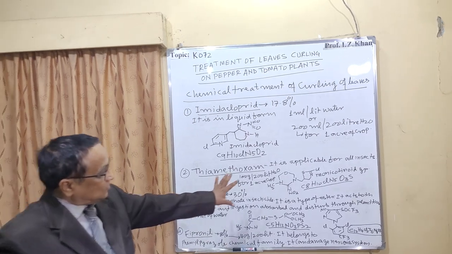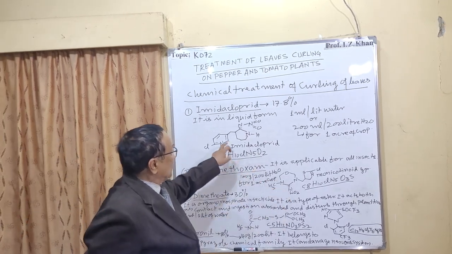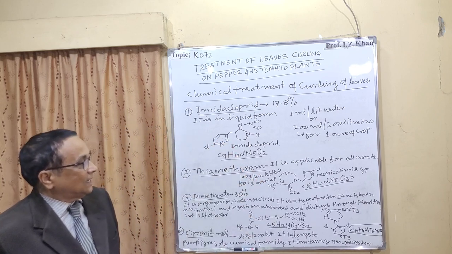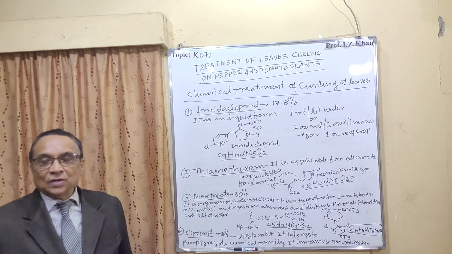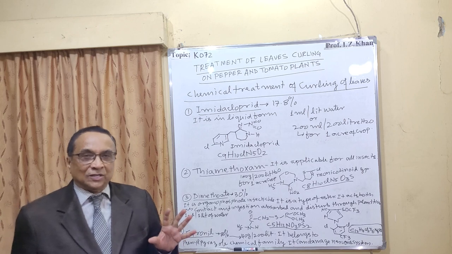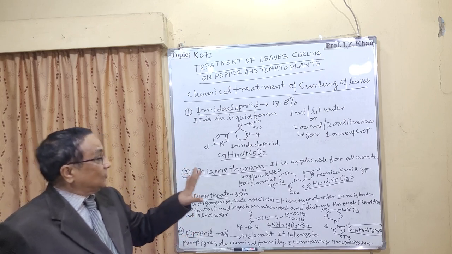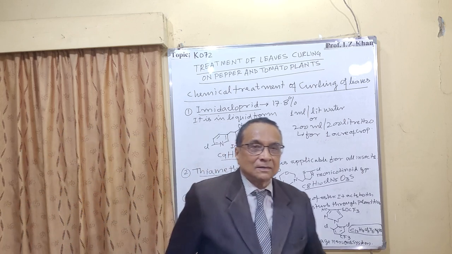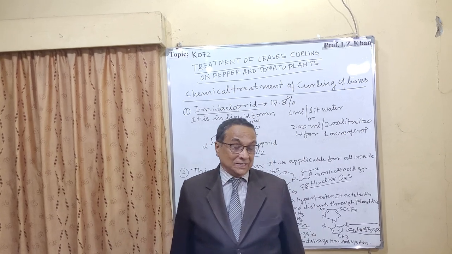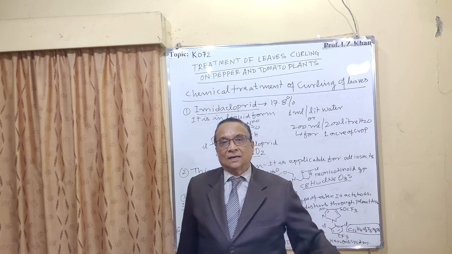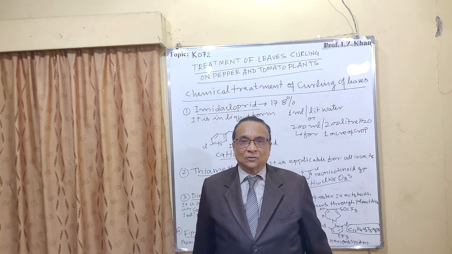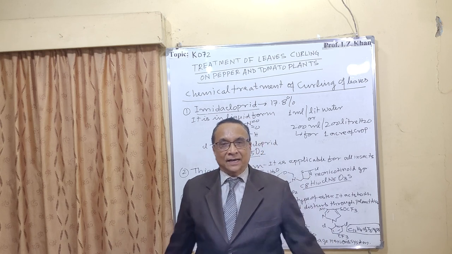And in these, nitrogen is there, pyridine nucleus is there, so that's why they are also known as the neonicotinoid group. They are belonging to the neonicotinoid group. So these are all very important chemicals, organic compounds, and once you notice that curling has started or is going on, then you can spray, and it will be 100% recovered.